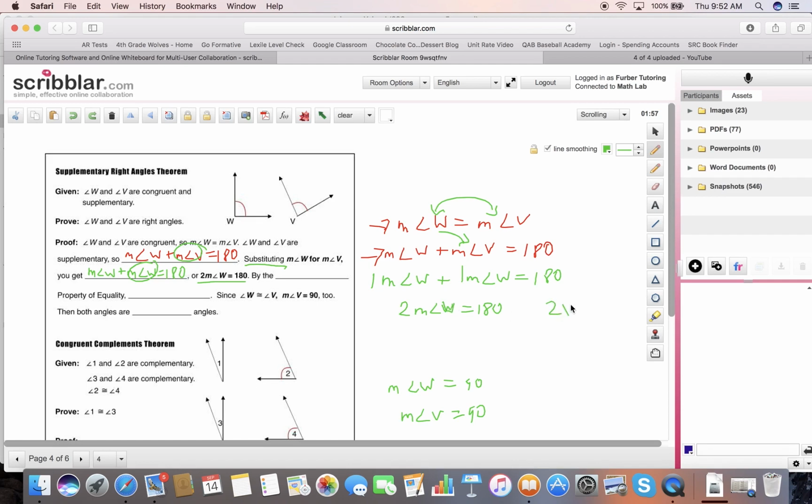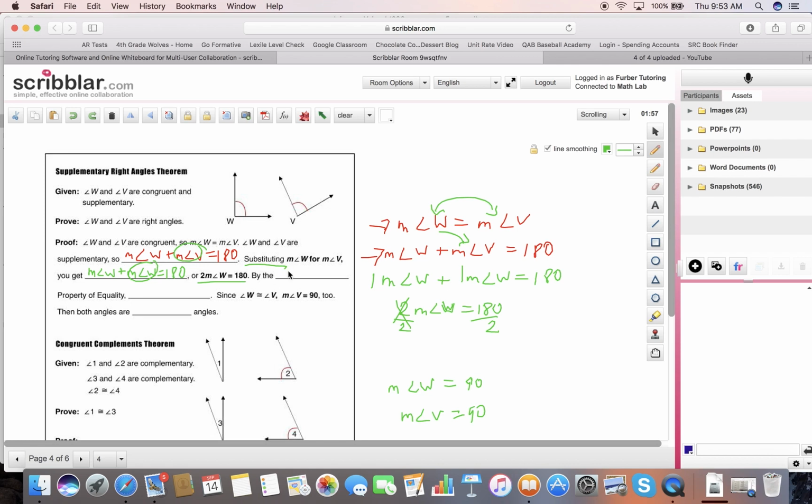Well, if I was solving this equation, what would I do to solve it? To solve for x, I would divide by 2. So that's what I'm going to do here. I'm going to divide both sides by 2. That's going to leave me on the left side with just the measure of angle W. What's 180 divided by 2? It equals 90. The measure of angle W equals 90.